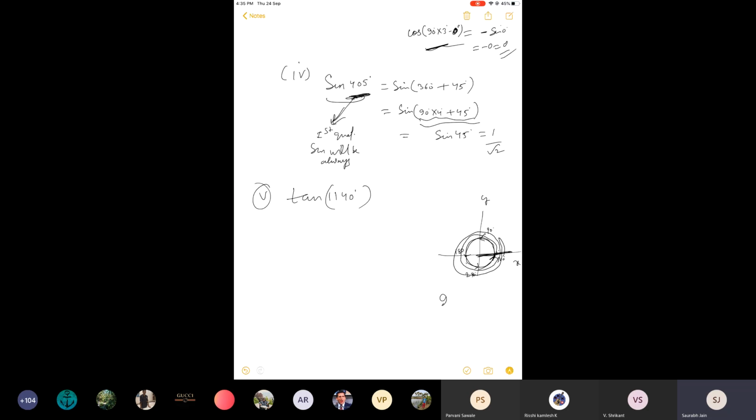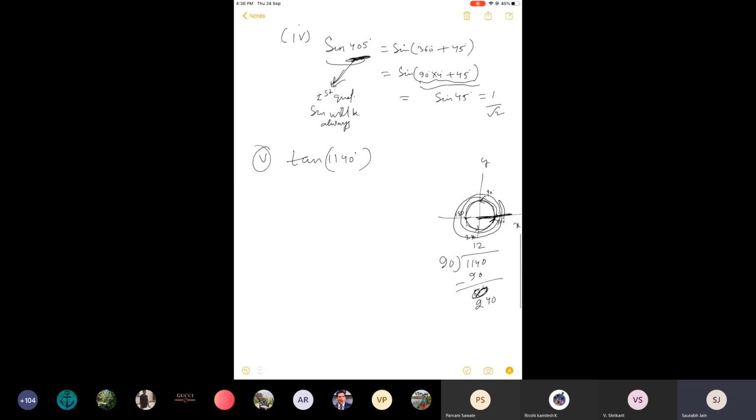So do division like this. 1140 by 90. 90 into 1 is 90. How much will be remaining? 420. Then it will be 2. The remainder will be 60.